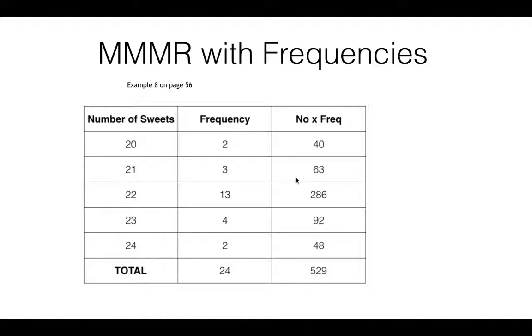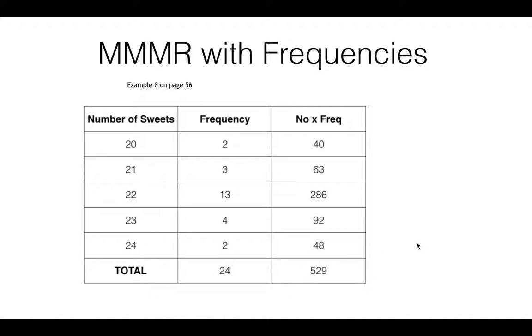21 times 3 gives me 63. 22 times 13 gives me 286. 23 times 4 gives me 92. And 24 times 2 gives me 48. And I can then add all of those together. So in total, in all of my bags, I had 529 sweets.